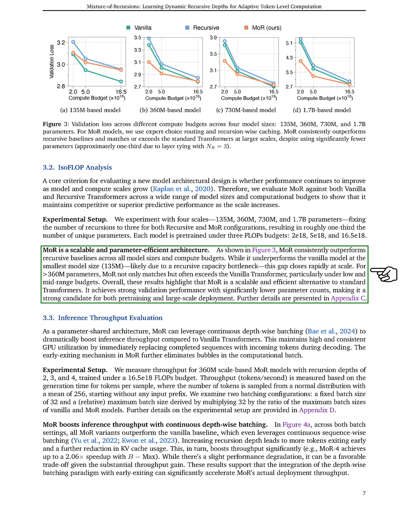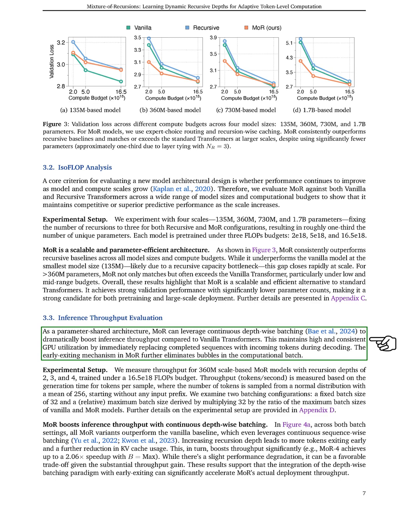For models larger than 360 million parameters, Moore not only matches but often surpasses the standard transformer, especially under lower to mid-range budgets. Overall, these findings indicate that Moore is a strong candidate for both pre-training and large-scale deployment due to its efficient use of parameters. In terms of inference throughput, Moore benefits from a parameter-sharing architecture that allows for continuous depth-wise batching, significantly enhancing throughput compared to standard transformers. This approach ensures high GPU utilization by quickly replacing completed sequences with new tokens during decoding. The early exiting mechanism in Moore further optimizes the computational batch.